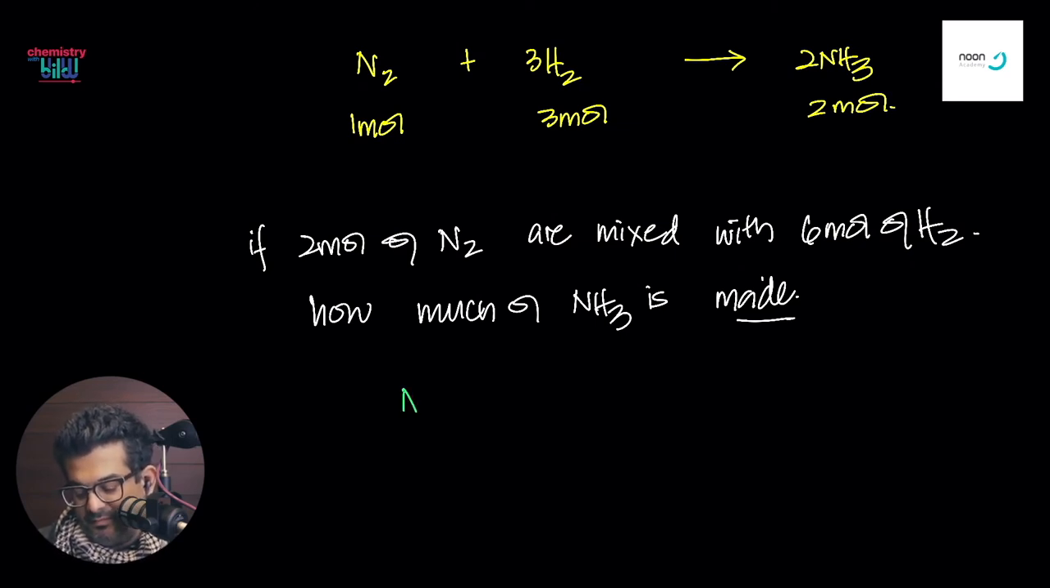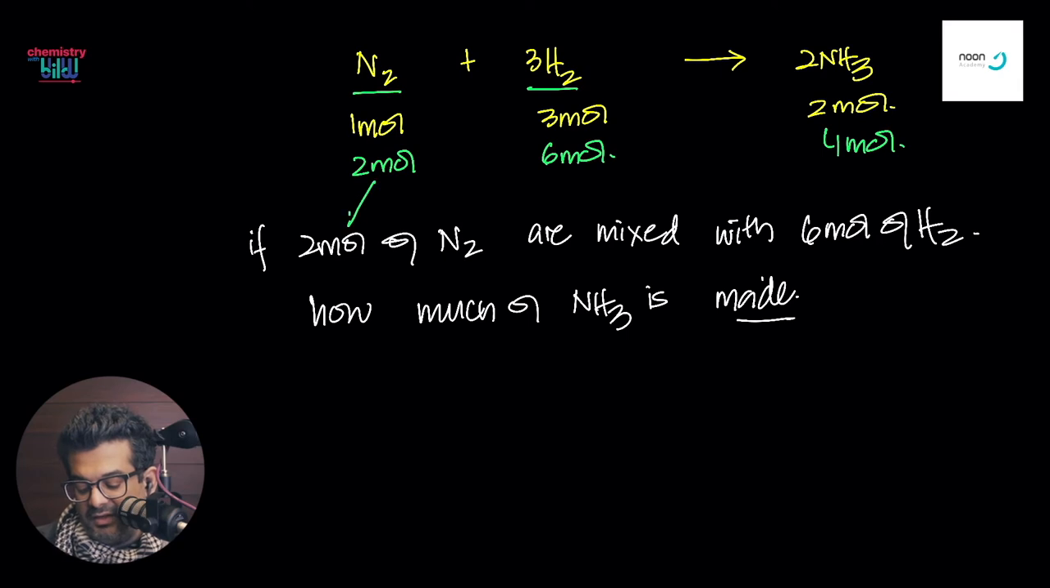Because the ratio of nitrogen to hydrogen is 1:3, 2 moles will react with 6 moles to make 4 moles, right? And what you realize is that the 2 moles are used up and the 6 moles are used up, which means you will make 4 moles of ammonia and nothing is left over. All of the nitrogen is used up and all of the hydrogen is used up. I had 2 moles of nitrogen, both used up. I have 6 moles of hydrogen, all used up. Do you see that?